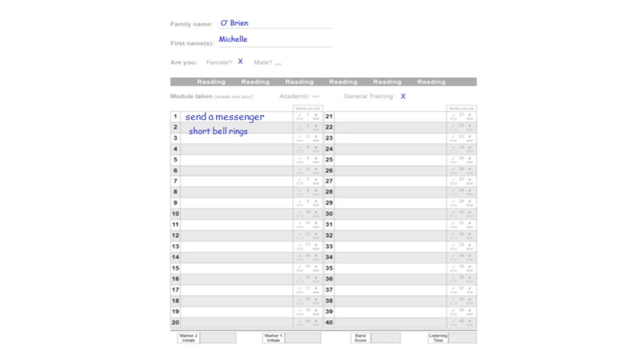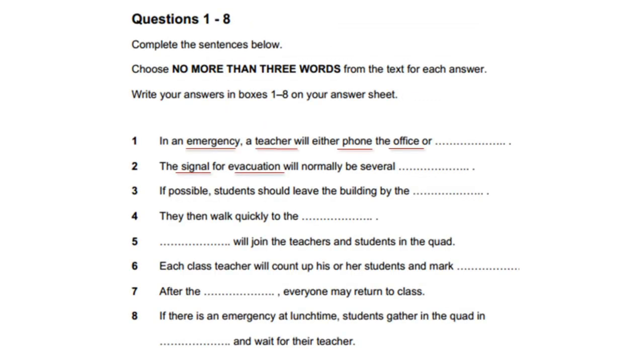Then go back and read question 3. For question 3, you need to complete the following sentence. If possible, students should leave the building by the... Now that you have read the sentence, you need to underline any keywords. I would underline students, leave, building, and by.